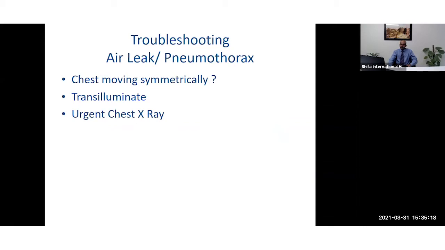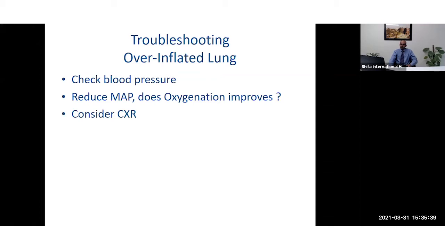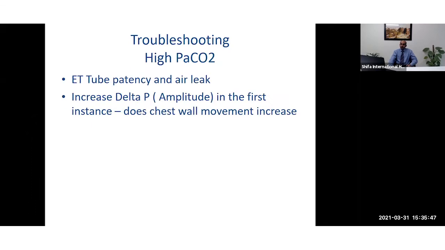If we're suspecting that there might be an air leak or a pneumothorax, look carefully at the chest wall movements, transilluminate, and get an urgent chest X-ray. If there is suboptimal lung volume recruitment, then we need to increase the MAP and assess the inflation of the lung and the degree of recruitment on chest X-ray. If on chest X-ray the lungs appear overinflated, then slowly reduce the MAP. And in some cases, you will see that the oxygenation will improve.